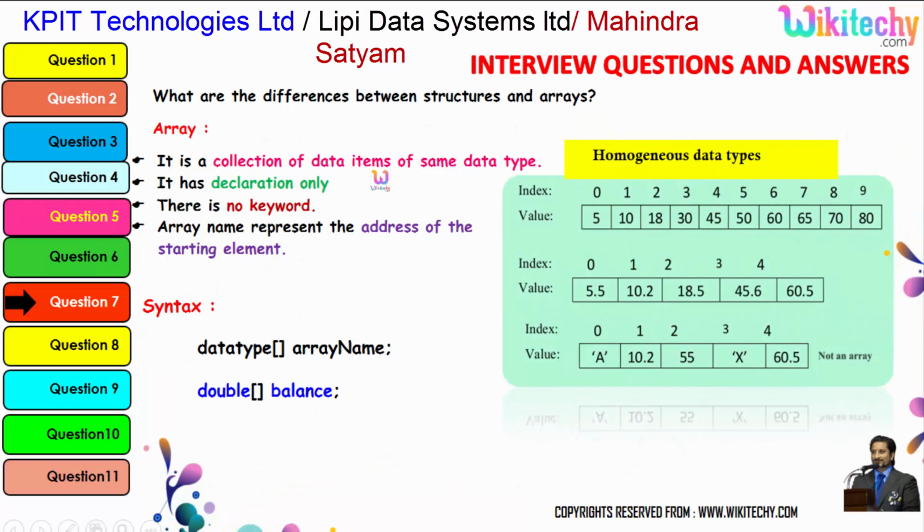Whereas an array is a collection of data items of similar data types. It has only declaration and no keyword. Previously we used the struct keyword, but there is no keyword like that for an array. The array name represents the address of the starting element.